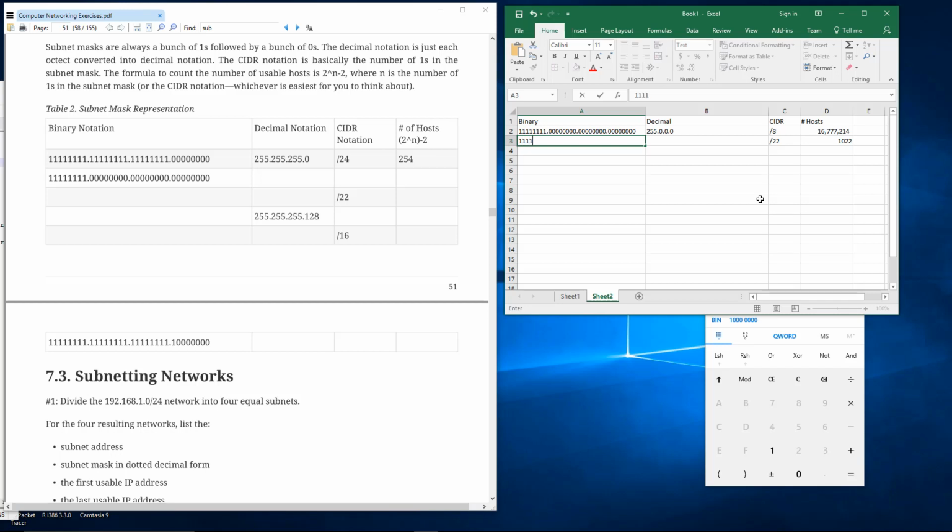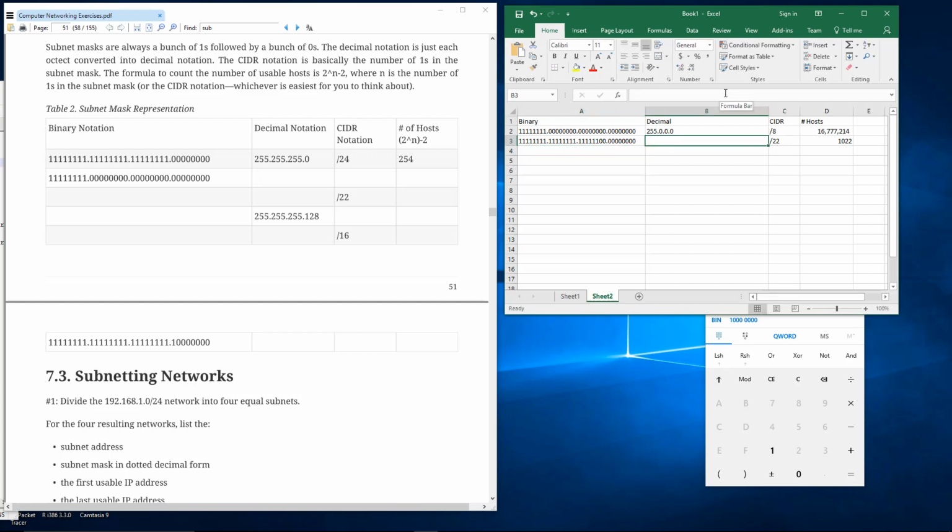1, 2, 3, 4, 5, 6, 7, 8, period. 9, 10, 11, 12, 13, 14, 15, 16, period. 17, 18, 19, 20, 21, 22. So how many ones do I have there? I've got 1, 2, 3, 4, 5, 6. So to fill out that octet, I need 2 more. And then I need 8 more, just to fill out the end.